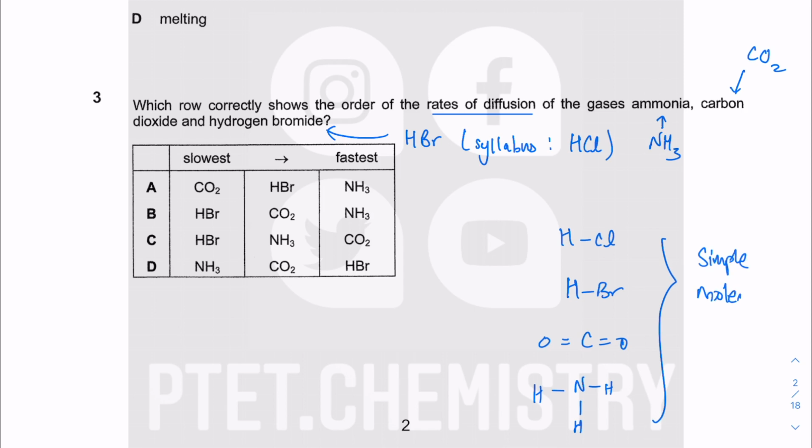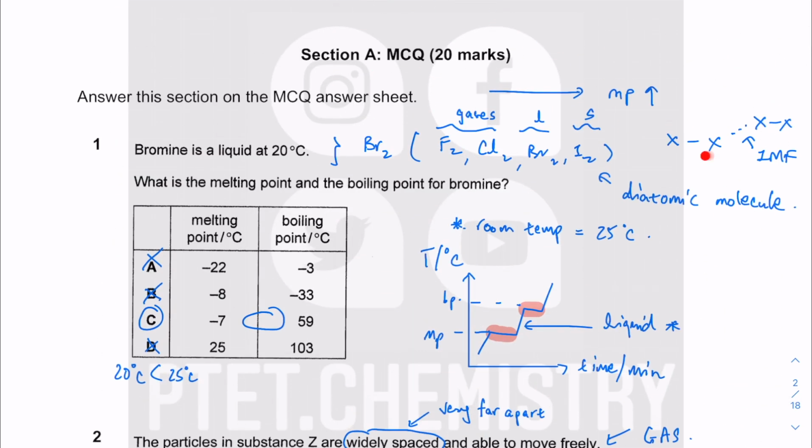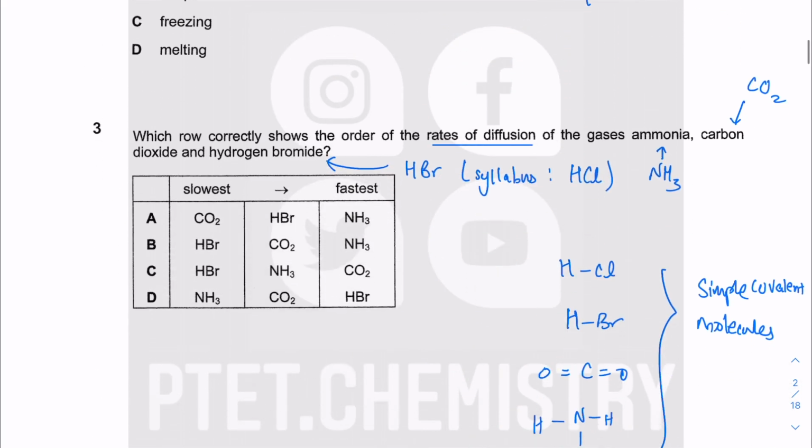When you talk about simple covalent molecules, of course they have simple molecular structure, they have covalent bonds, but they also have intermolecular forces between the molecules. Just like in the previous question I've drawn here, between the molecules are intermolecular forces, between the atoms is called covalent bond. Now this question is asking about rate of diffusion. It's not asking you about melting or boiling point. So we know diffusion has to do with relative molecular masses.